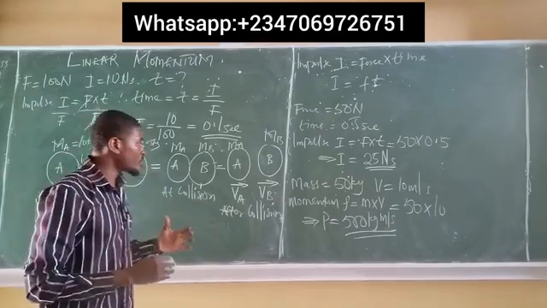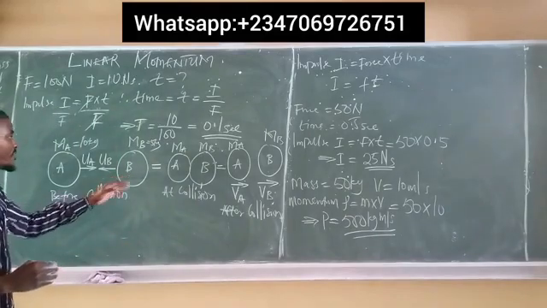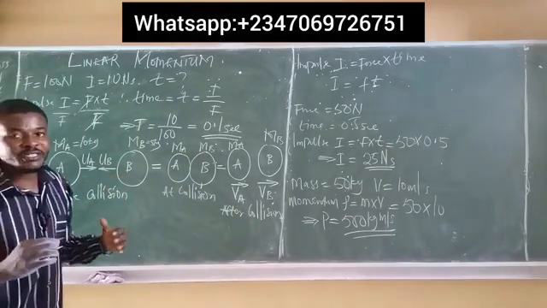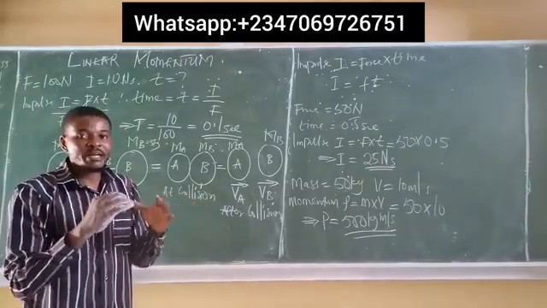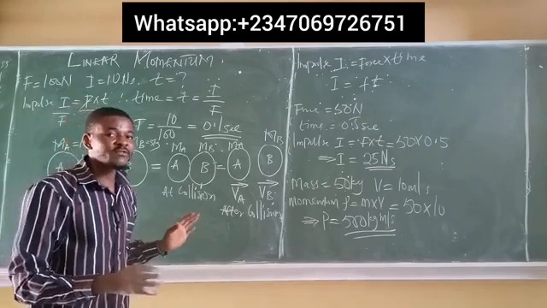Why? Simply because if A is moving at a speed of 10 meters per second and B is moving at a speed of 5 meters per second, or let's say 15 meters per second, after collision there is an impact, a large amount of force which acts in a very short time. That will slow down the speed, and then they will now move with a different speed.